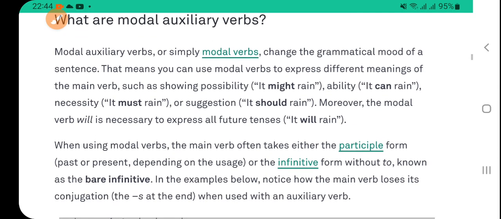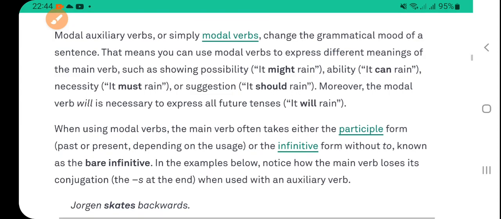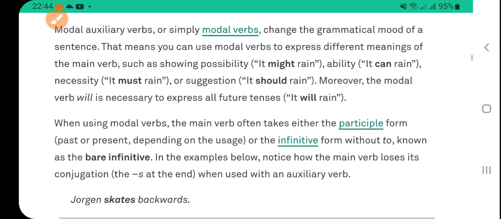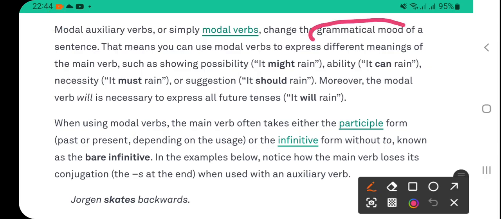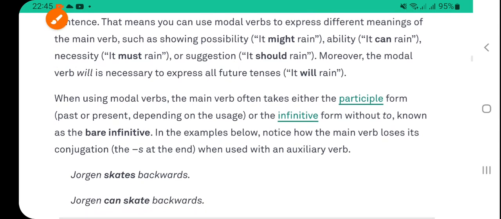Modal auxiliary verbs, or simply modal verbs, change the grammatical mood of a sentence. Very important: the grammatical mood of a sentence. That means you can use modal verbs to express different meanings of main verbs, such as showing possibility, right?